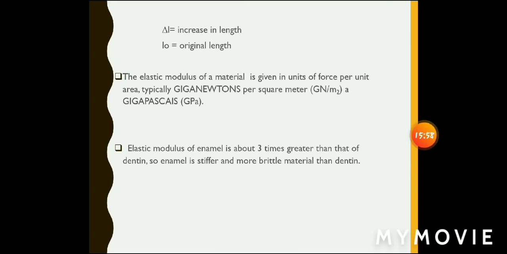It is measured in giganewtons per square meter or gigapascals. So the elastic modulus of enamel is 3 times more than that of dentin. So what do you understand? The elastic modulus indicates the stiffness or rigidity. That means enamel is stiffer than dentin, and that means enamel has more elastic properties than dentin. And there is one more consideration that you have to observe here in the stress strain curve.